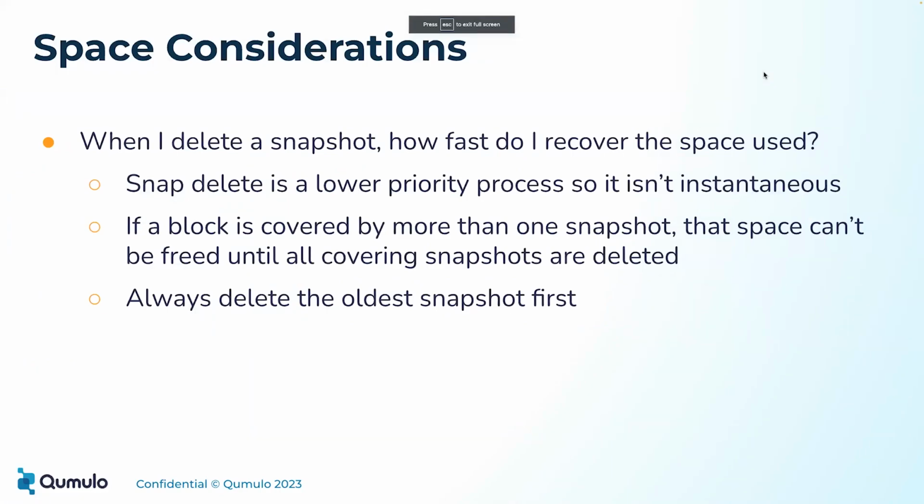And then the middle point right there is really quite important. We have to understand that you can have multiple policies covering the same directory, and these policies could have different frequencies. I can have a daily snapshot that snaps a directory, and I can have a minute snapshot that snapshots the same directory. So if a piece of data is covered by more than one snapshot, we can't reclaim that space until all the snapshots that cover that data are deleted. This is something that catches customers out in the field quite a bit too. And to Will's point, always delete the oldest snapshot first.